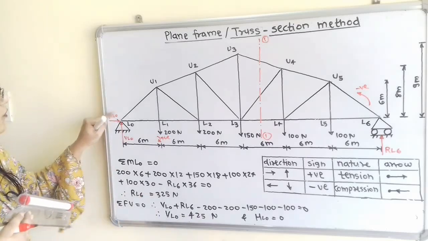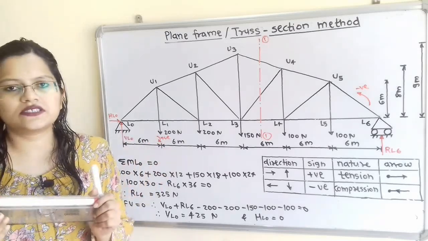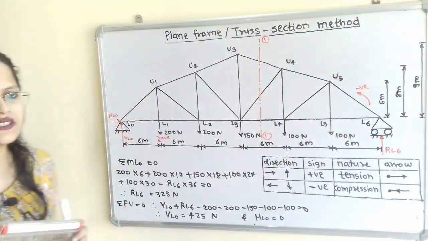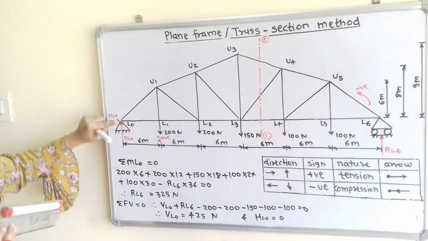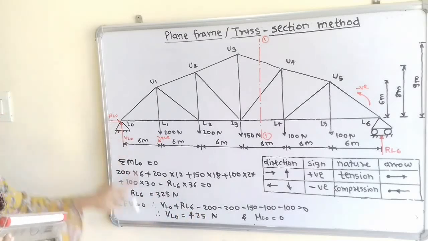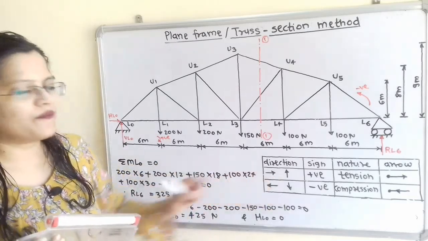Now we will find HL0. The summation of all horizontal forces is equal to 0. There is no horizontal force in the system, so HL0 is equal to 0. So there is only VL0, equal to 425 Newton, and it has a positive sign, which means its direction is upward.